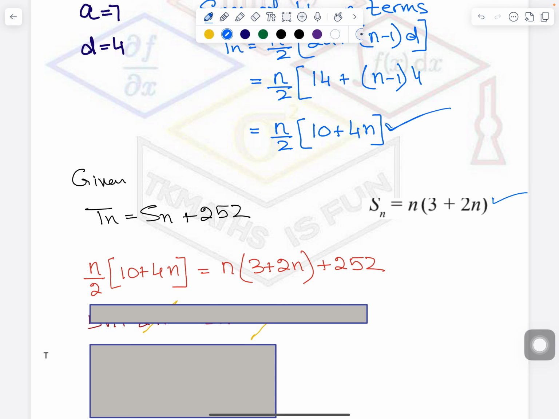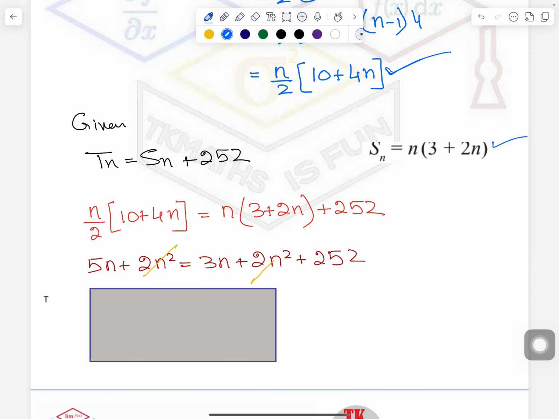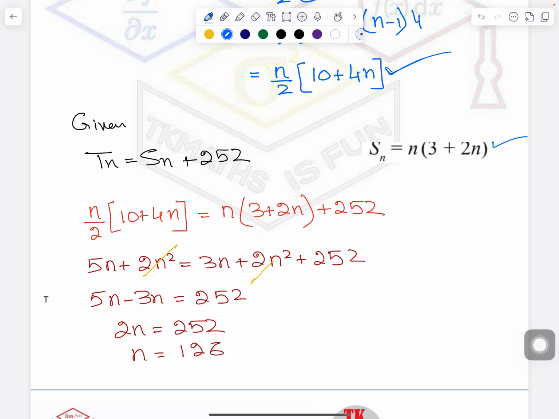You have to find the value of n. So what comes to your mind? What will you do next? Yes, very good. Algebraically, we will just solve it and get the value of n. That's all. So let's expand the brackets and solve it. I'm sure you got the same answer.